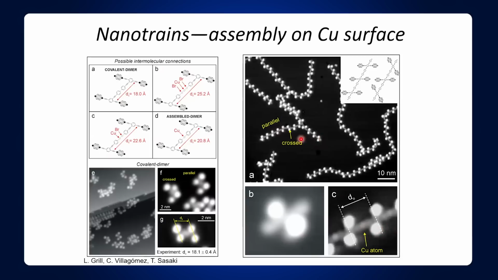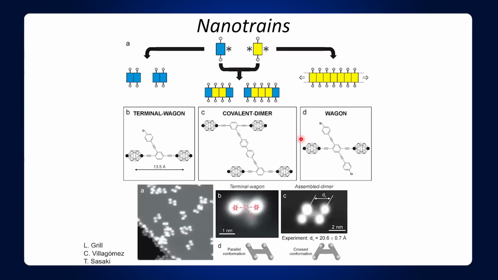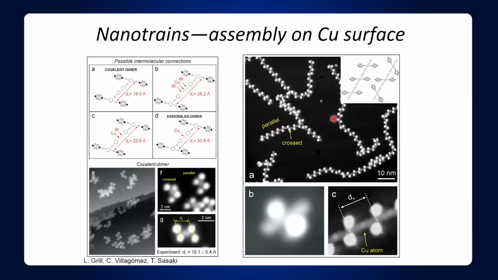So you just take this half car, you just take this structure, put it on the surface, and what happens on the surface, it immediately polymerizes. So you can see this polymerization of chains. And it's mostly parallel conformation, that should be the lowest energy conformation, but once in a while you see this crossed conformation, where the two axles are anti-parallel.